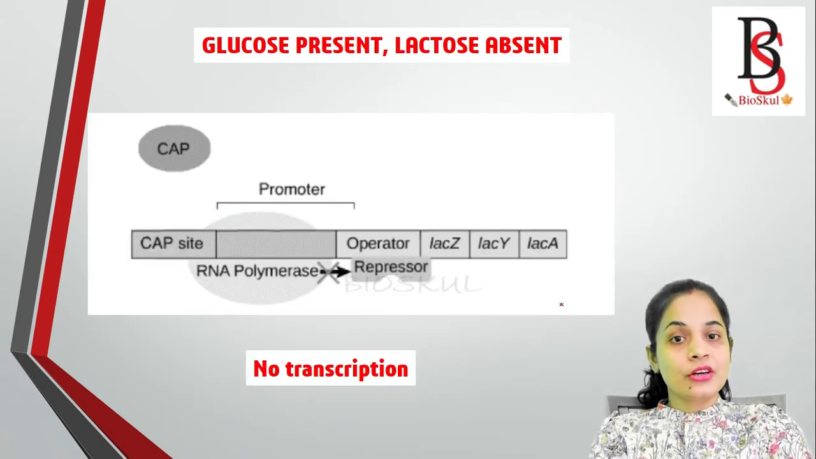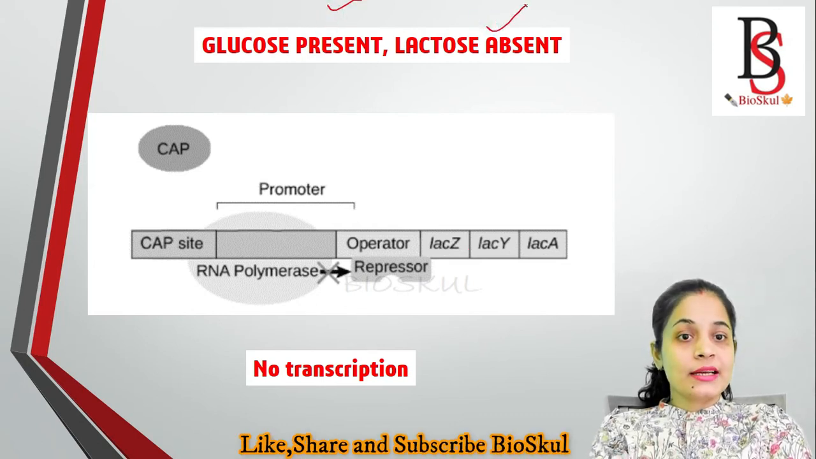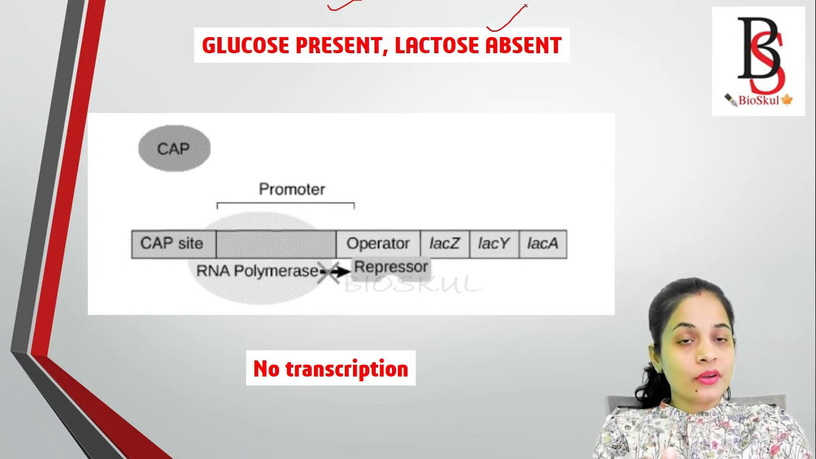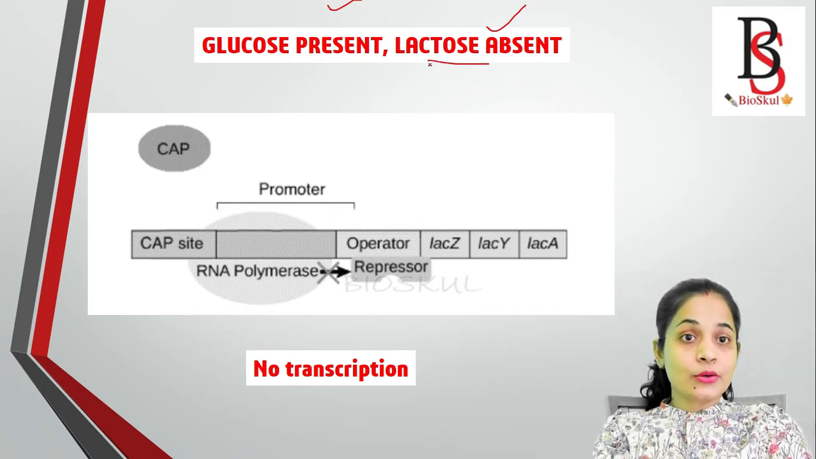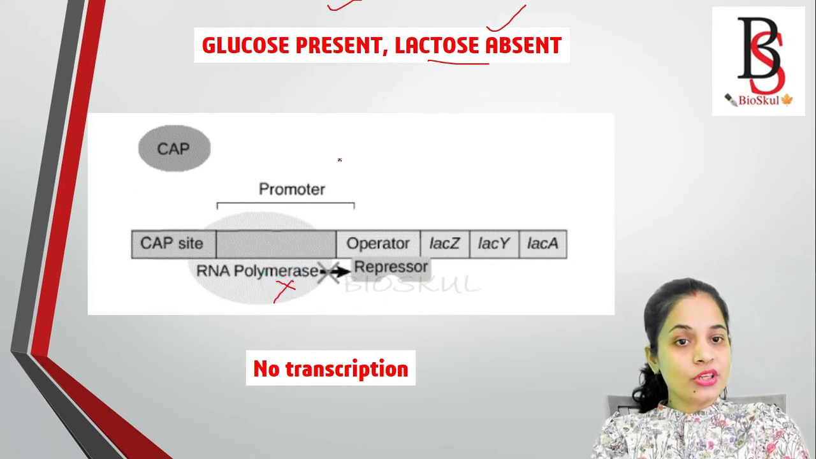Now we'll see another condition where glucose is present but lactose is absent. The simple formula is that if lactose is absent in the media, then why would the genes which help in the catabolism of lactose be active? Of course, they will be inactive and there will be no transcription, right? If lactose is absent, that means there will be no allolactose. In absence of the inducer, the repressor protein will bind to the operator region. As the operator and promoter regions overlap with each other, RNA polymerase cannot bind to the promoter region, thereby there will be no transcription.